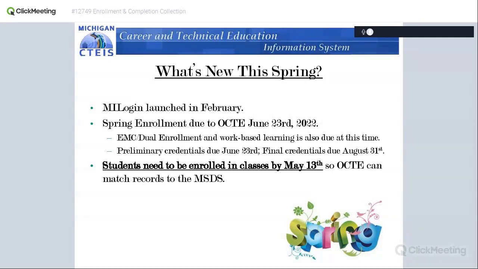Spring enrollment due to OCTE, June 23rd, is something else we want to make note of. Your EMC, dual enrollment, and work-based learning is also due at this time. Preliminary credentials due June 23rd, and then your final credentials are due August 31st. Students need to be enrolled in classes by May 13th, so OCTE can match the records to the MSDS. So those are just some important dates that you want to keep in mind.